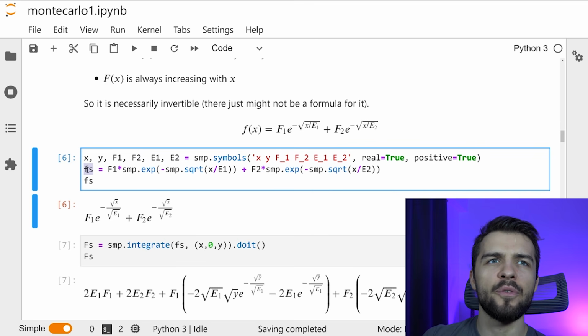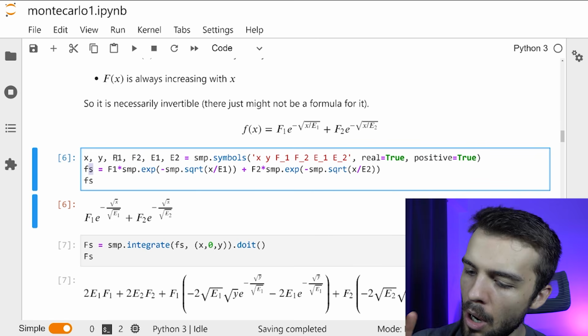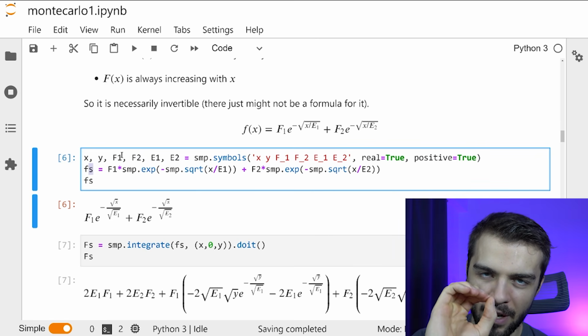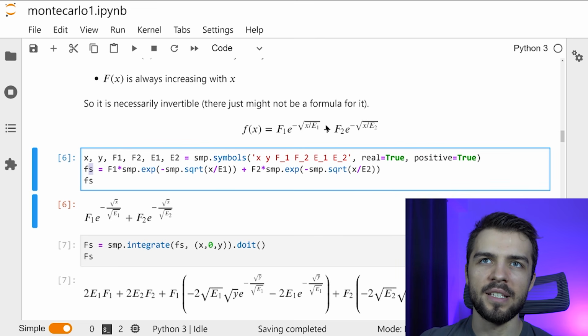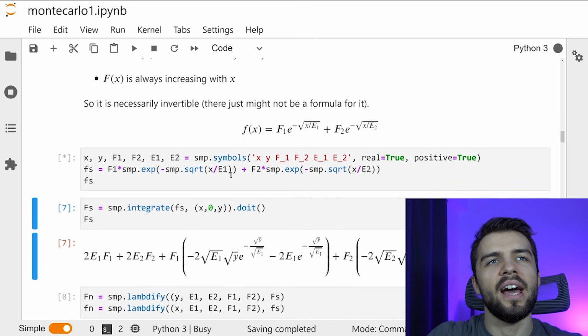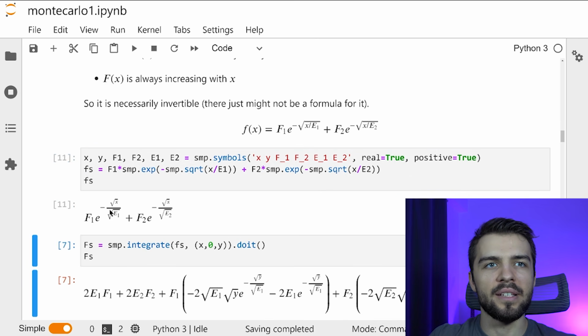And I define my f, and s stands for symbolic. So if you see an s after a variable, it means I'm dealing with a symbolic thing. So my symbolic function looks like this: f1 times simp of this, it's just this formula in SymPy. And I can look at it, and I truly do get this formula.